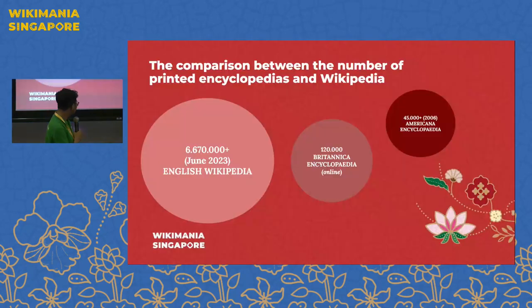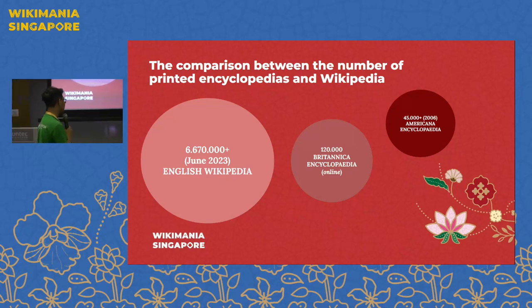For comparison with other encyclopedias like Britannica and the Americana Encyclopedia, English Wikipedia has more than 6 million articles, while the Britannica only has 120,000 articles, and the Americana is less than that.